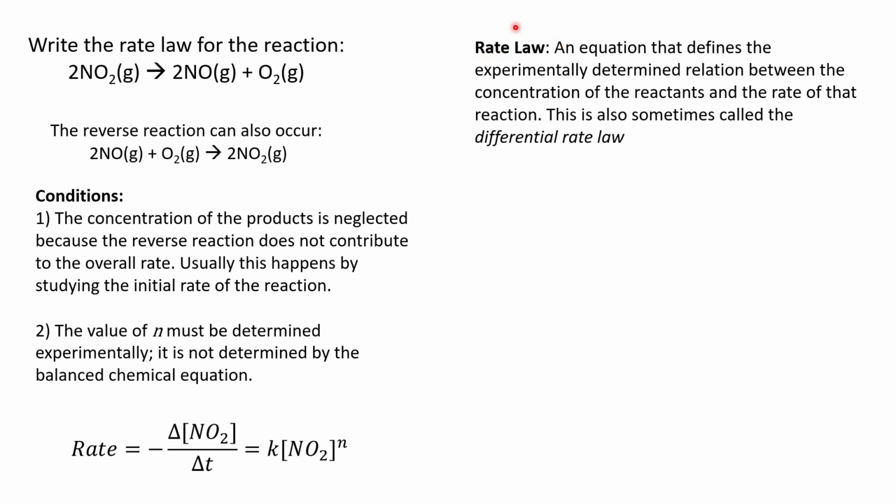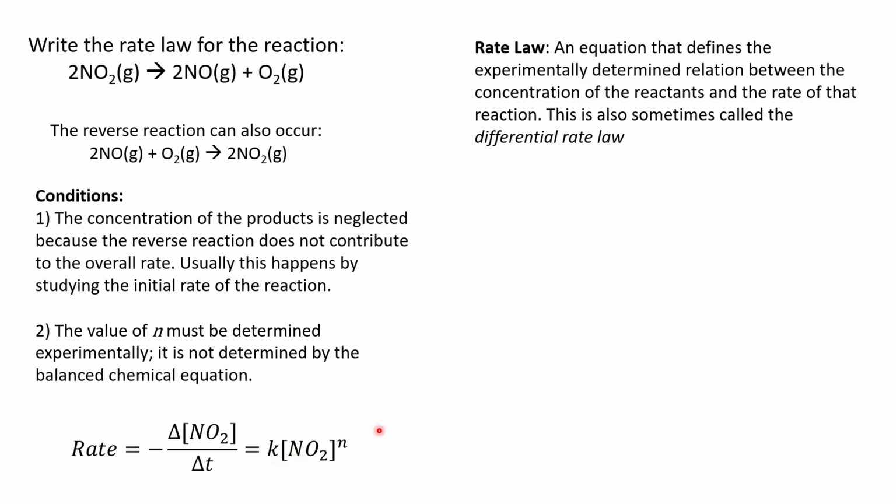All right, so we first have just what our rate law is. It is an equation that defines the relationship between the reactants and the rate of the reaction. Now, this relationship is determined experimentally, so we are not writing it based on the stoichiometry. We must have experimental data.